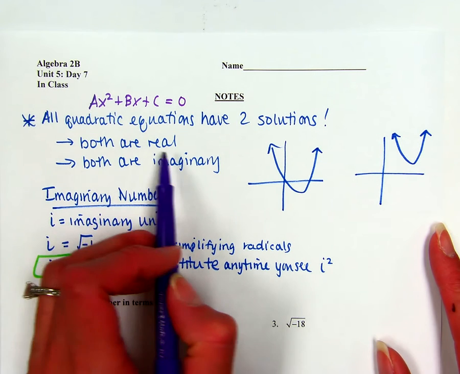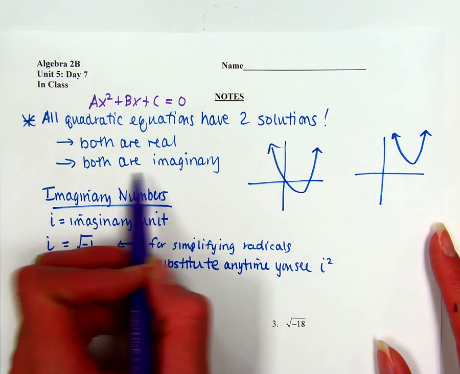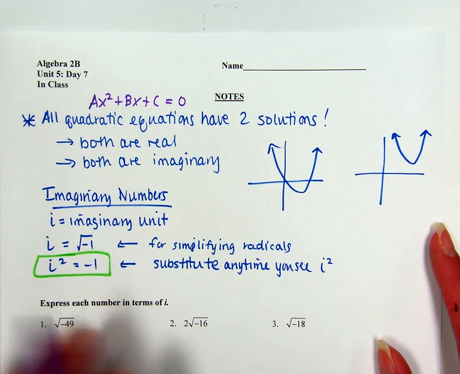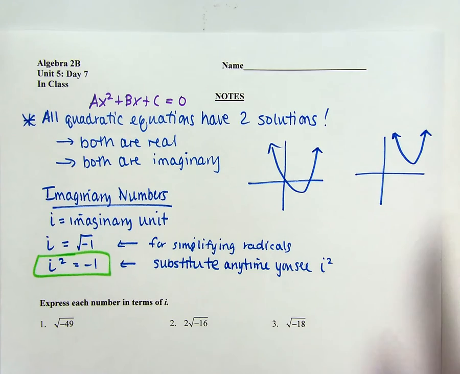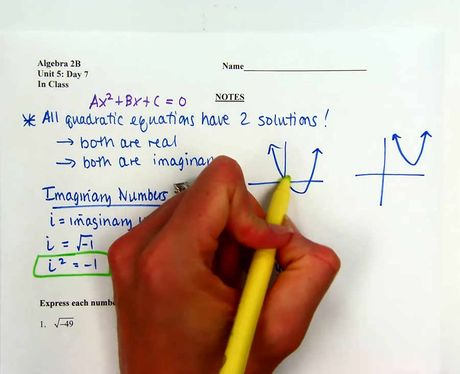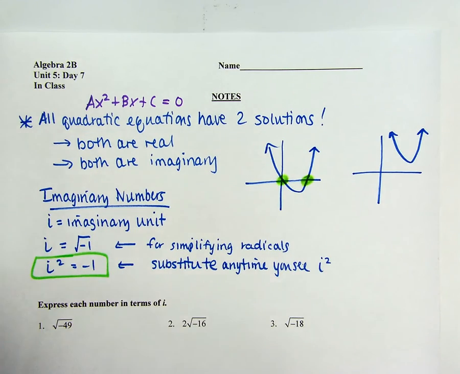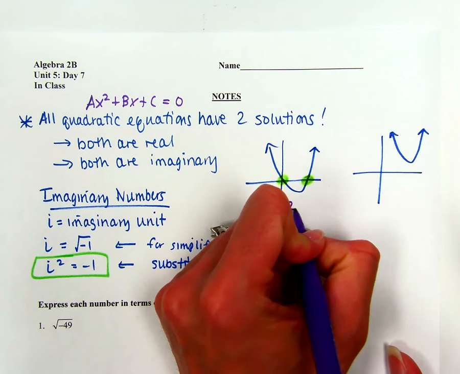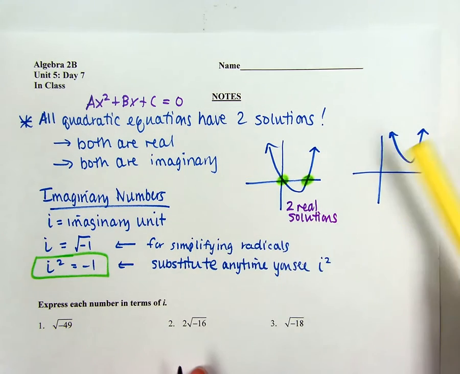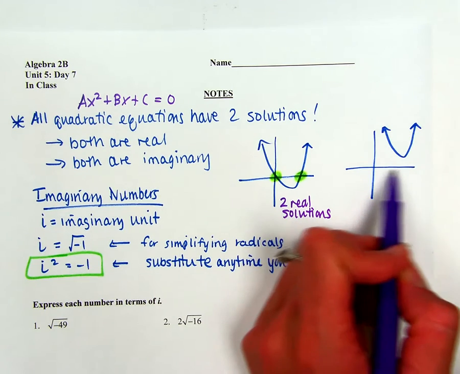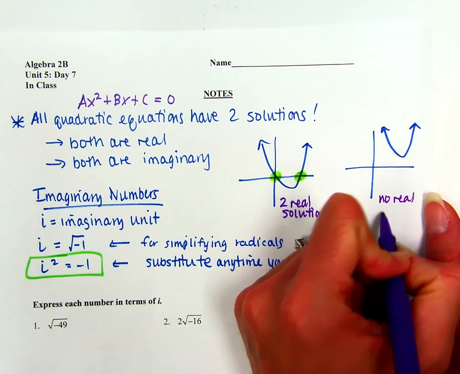Well, either you're going to have both solutions being real, which is what you've done up to this point, but starting today, you can have both of the solutions be imaginary. The easiest way to visualize this is if you took a parabola, our solutions are the same as our x-intercepts. So if you can see two x-intercepts, these are both real. So this has two real solutions. In this parabola, notice that it never crosses the x-axis. So there are no real solutions.